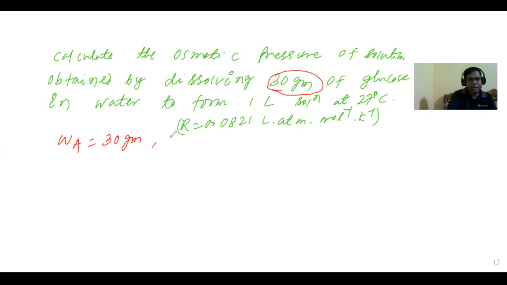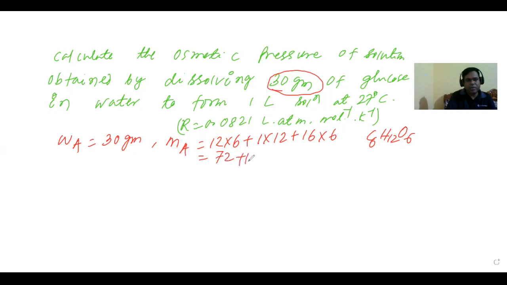Then MA, molecular mass of glucose, molecular formula is C6H12O6. So here 6 carbon, so 12 into 6. Atomic mass of carbon is 12. Hydrogen atomic mass is 1, so 1 into 12. And oxygen atomic mass is 16, so 16 into 6. 12 sixes are 72, plus 12, plus 96, equal to how much? 180. Okay, it is 180.